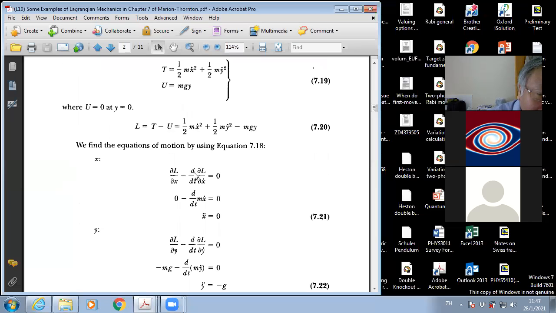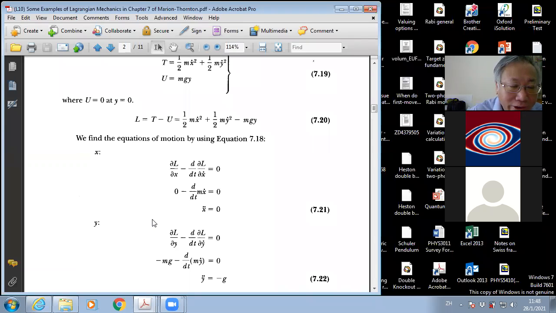So in the x direction, we have round L round x minus d by dt round L round x dot equal to 0. Now the first term is equal to 0. Why? Because the potential energy does not depend on x. So the first term gives you 0. The second term gives you x double dot. So the Euler-Lagrange equation of motion in the direction x is x double dot equal to 0. In other words, the horizontal component of velocity is constant. The horizontal motion is uniform.